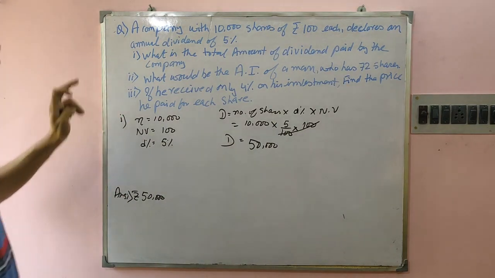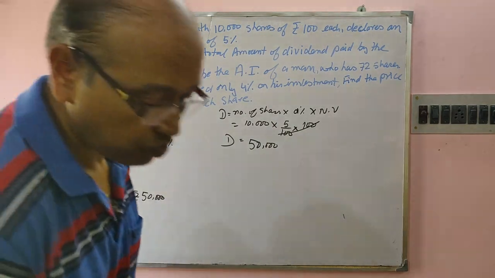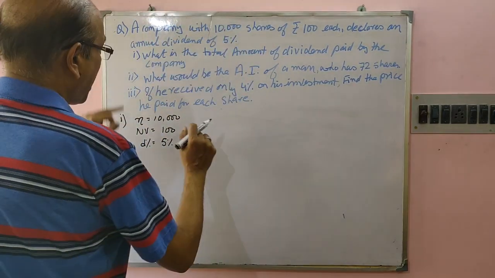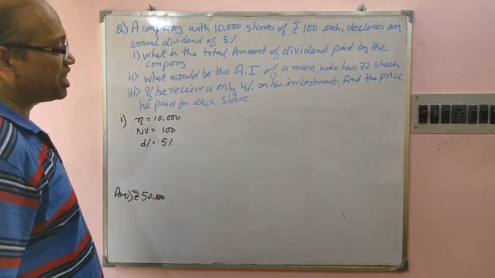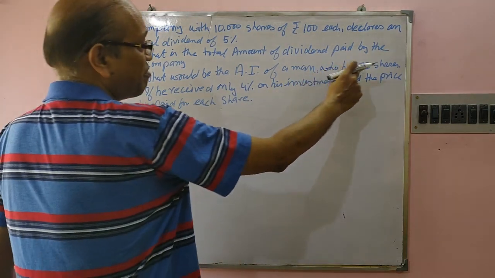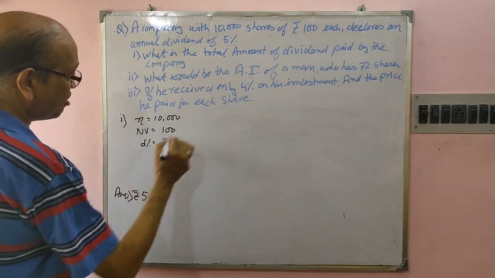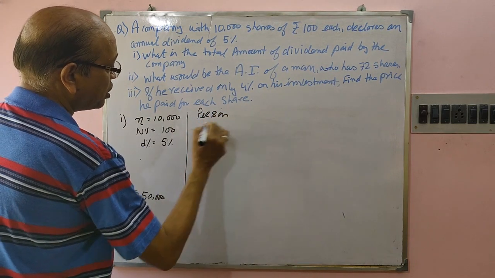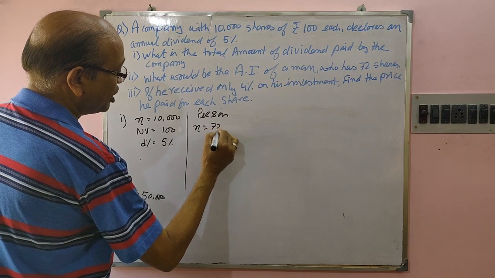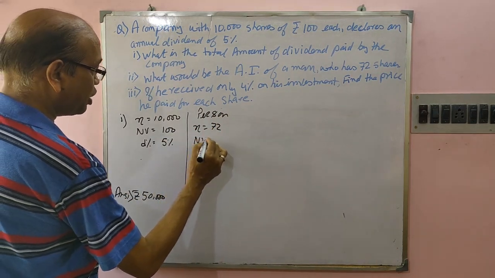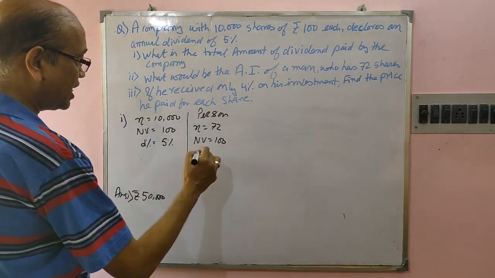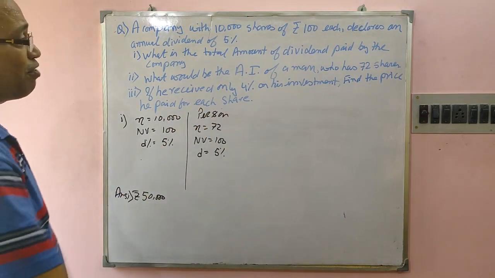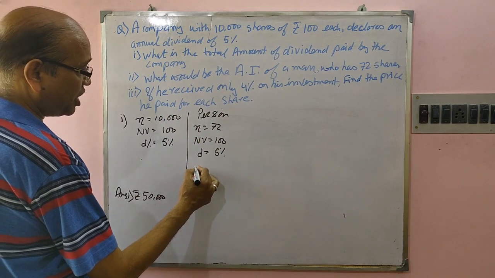Now the second part. What would be the annual income of a person who has 72 shares? Here it is given for a person. For the person, what is given? N is 72, nominal value is 100, D percent is 5%. Now we have to find out his annual income.